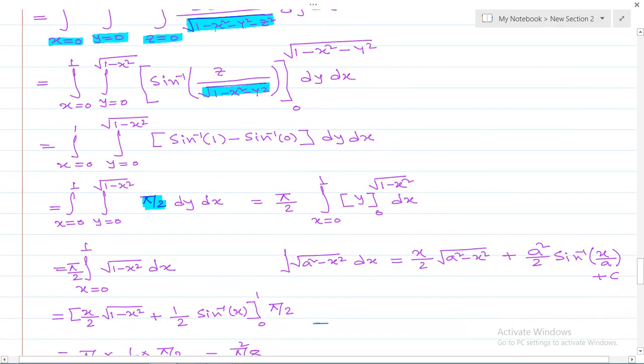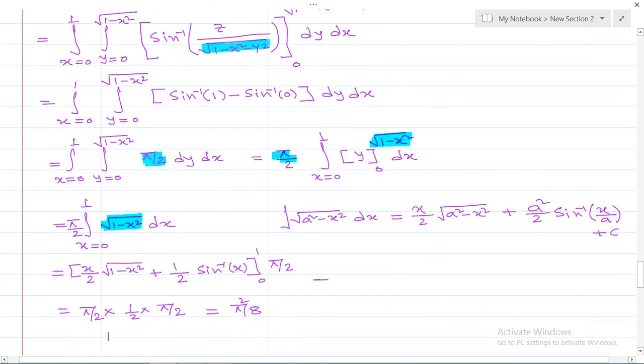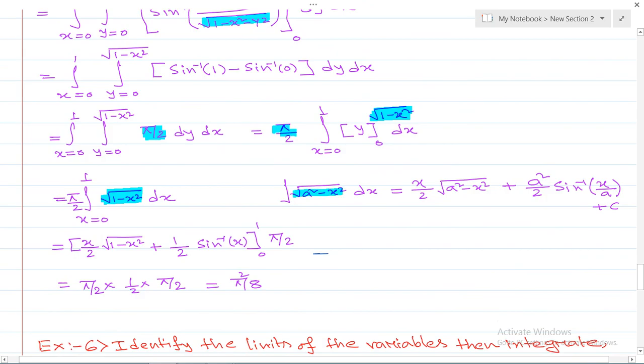Okay, now pi by 2 is constant, you can take it outside. Integration of dy is y, the limit we have substituted is root over of 1 minus x square. So it is coming root over of 1 minus x square dx. Now to perform this integration you have to remember another formula, that is integral of root over of a square minus x square dx. What is the formula for this? x divided by 2 root over of a square minus x square plus a square divided by 2 sine inverse of x by a, plus some constant c, since it is an indefinite integral. But since here we are having a definite integral, no need to put c.